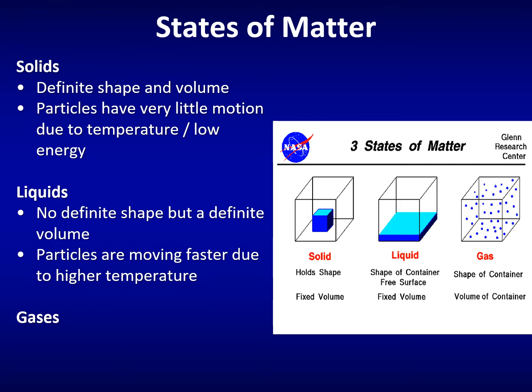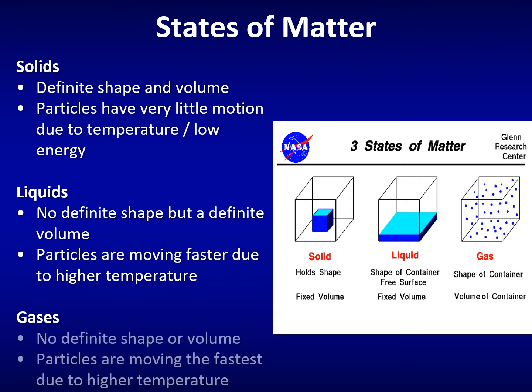Liquids don't really have a definite shape, but they do have a definite volume, and the particles are moving fast enough to break that solid connection that they had before. And gases have no definite shape or volume, and the particles are moving faster than they would be in liquids and solids due to the higher temperatures. The air is an example of gases, mostly nitrogen and oxygen. When you take a deep breath in, it's mostly nitrogen and oxygen coming in.